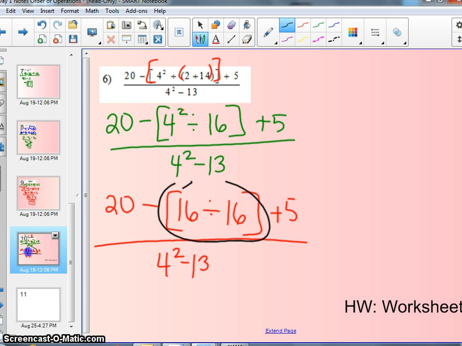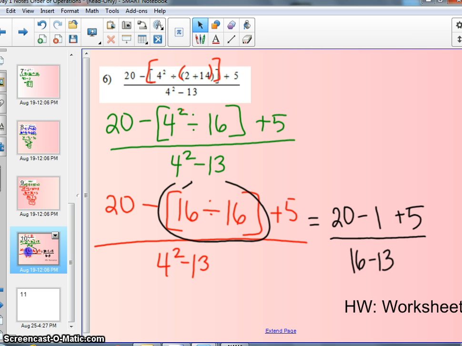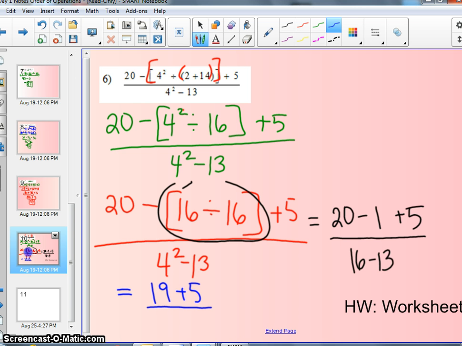Now here we can finish this one up. So we get 20 minus 16 divided by 16 is 1 plus 5 divided by, we can go ahead and simplify the bottom. We get 16 minus 13. So let's combine the top. Running out of room here. I'm going to go down here in blue. So I have 20 minus 1 is 19 plus 5 divided by, on the bottom, 16 minus 13 is 3. So that gives me 24 on top divided by 3, which is 8.